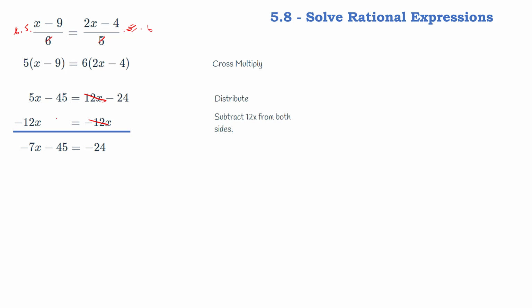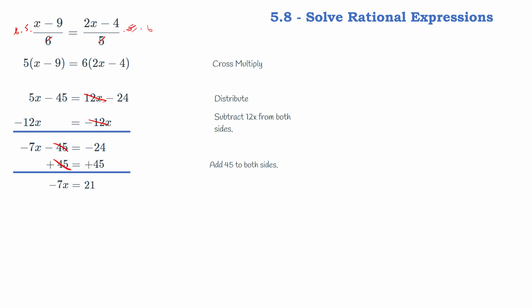Alright, now what do we need to do? Let's get rid of that negative 45. Let's add 45 to both sides, and if we do that, these will go away, and we'll be left with a negative 7x on the left hand side. When you take 45 minus 24, you get 21. So you have negative 7x equals 21.